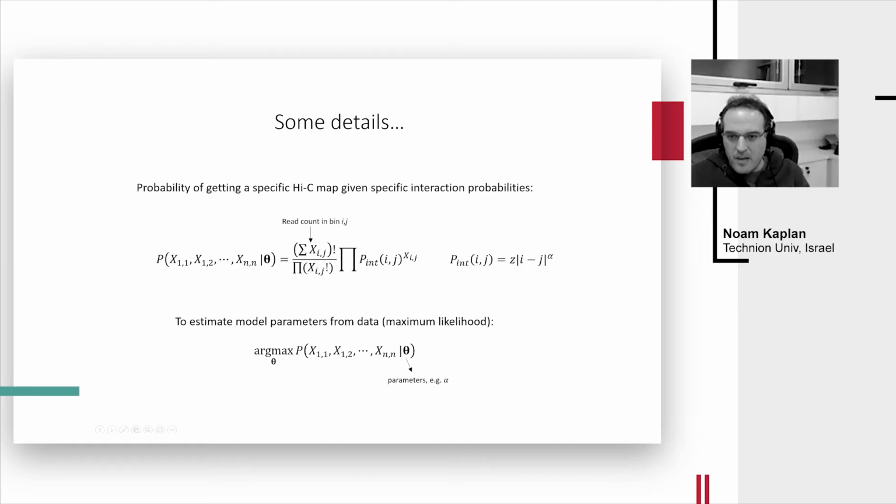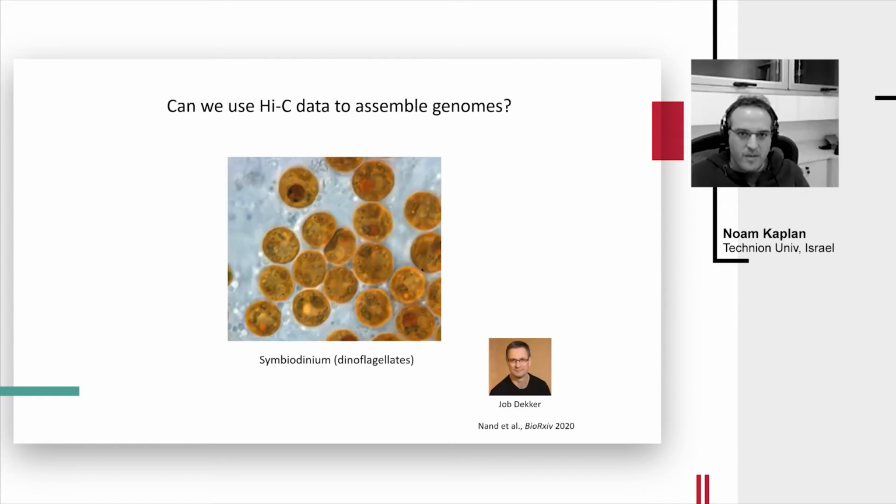In the P_int, you can plug in whichever model you want. We're going to start with the simple one, and then to actually find the parameters, let's say you're interested in alpha, you have all you need. This is just a function of alpha, right? You have the X, you have the i's and j's, and all you need to do is find the alpha that maximizes this function. This is called maximum likelihood. This is how we fit the model and find values of parameters. Okay, so back to what we can do with this very simple model.